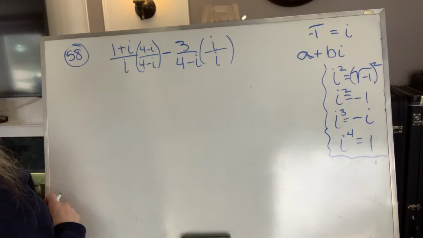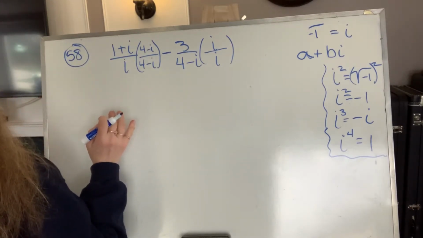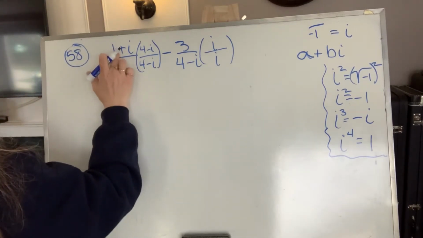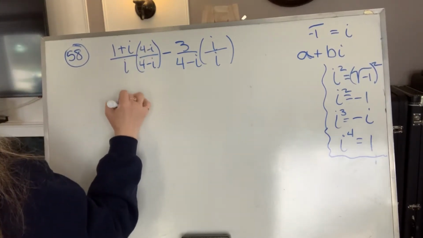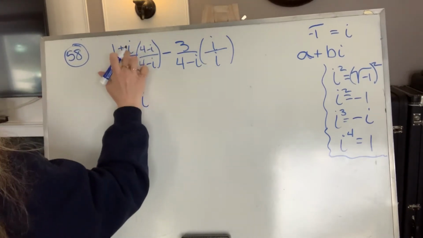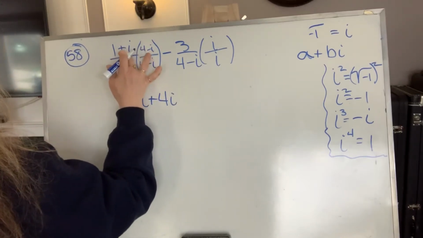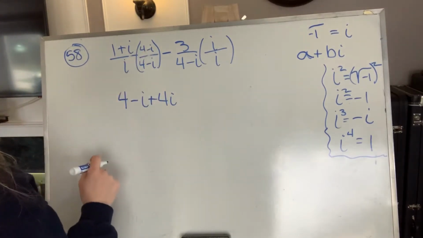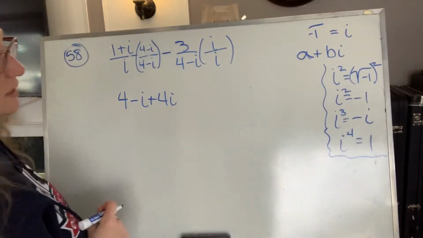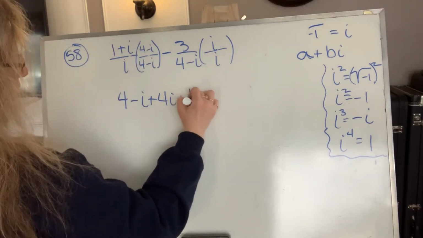That looks a whole lot like foiling on top, doesn't it? And I always double check that I write down the problems right, because I have been known to make a mistake. So 1 times 4 is 4. 1 times negative i is negative i. The inner term is plus 4i. This last term is positive i times negative i. I squared is negative 1, so it's going to be a positive 1, all right?